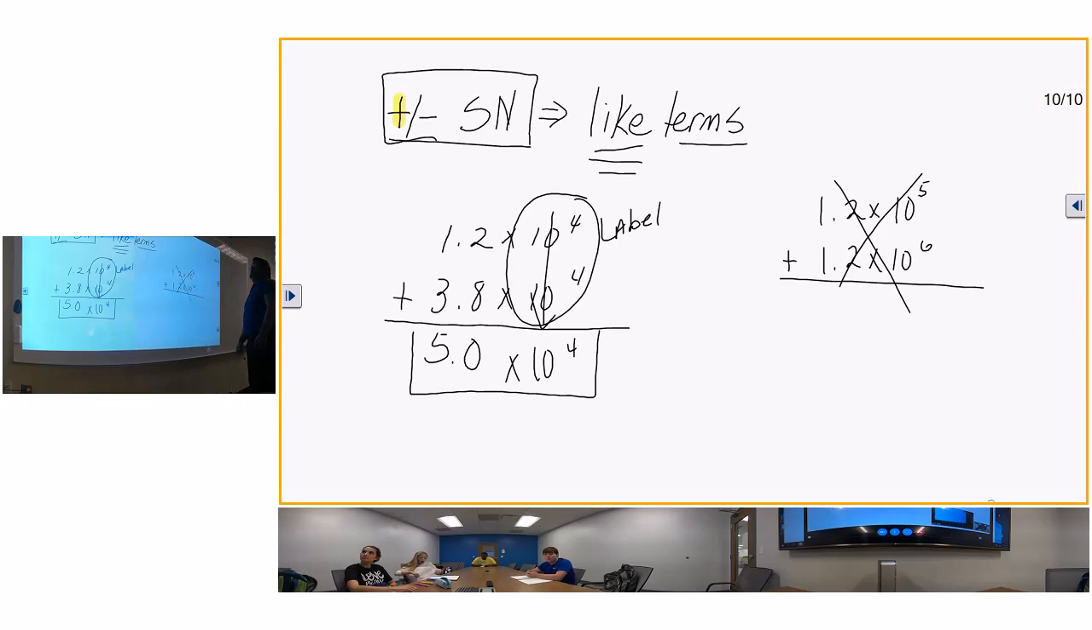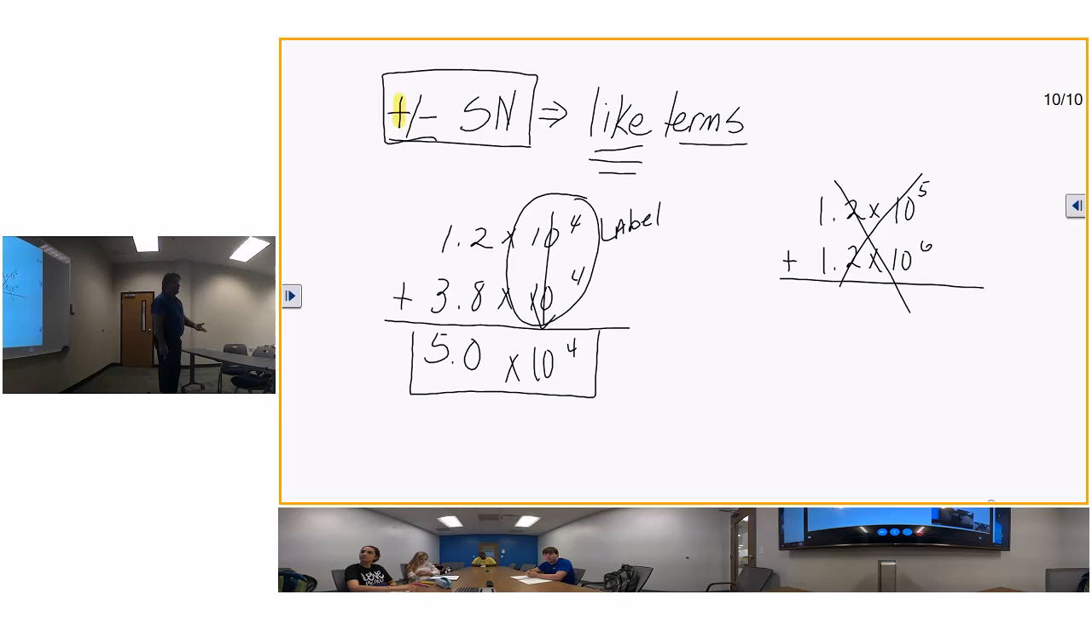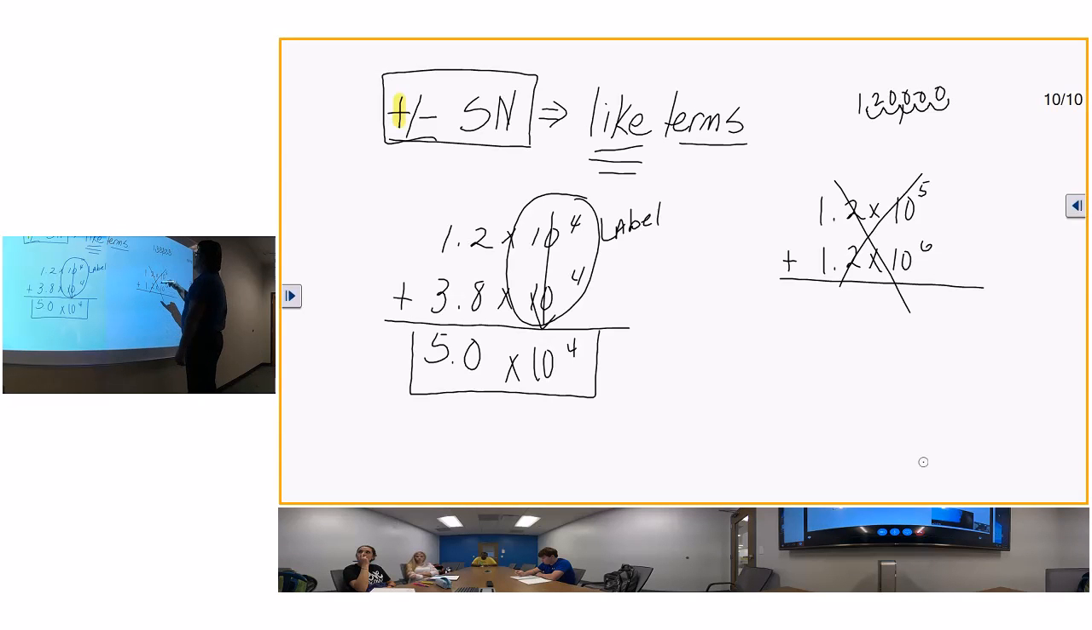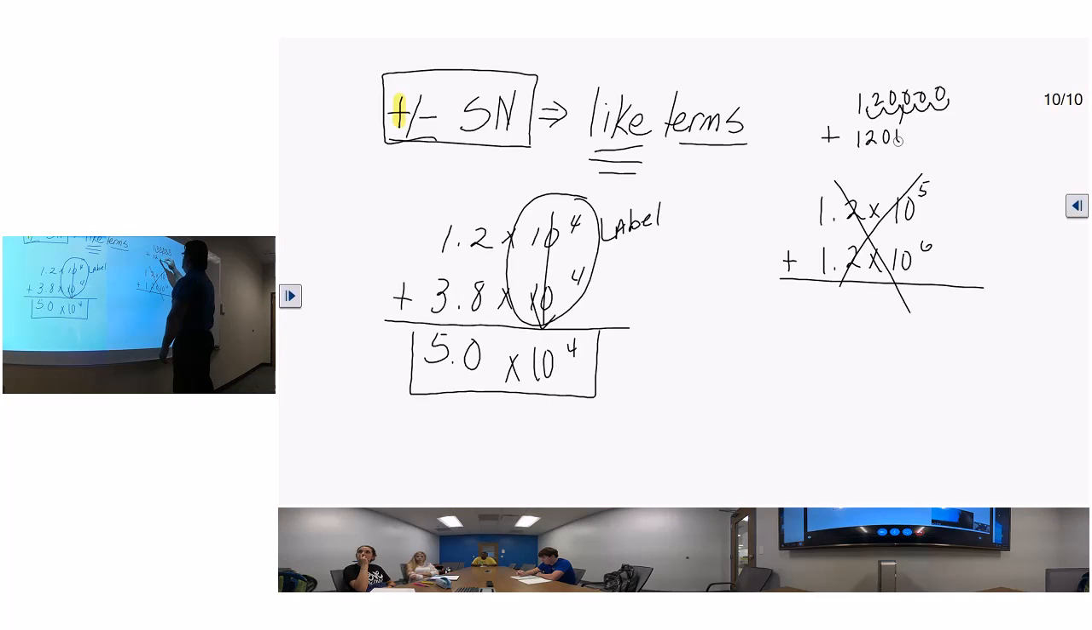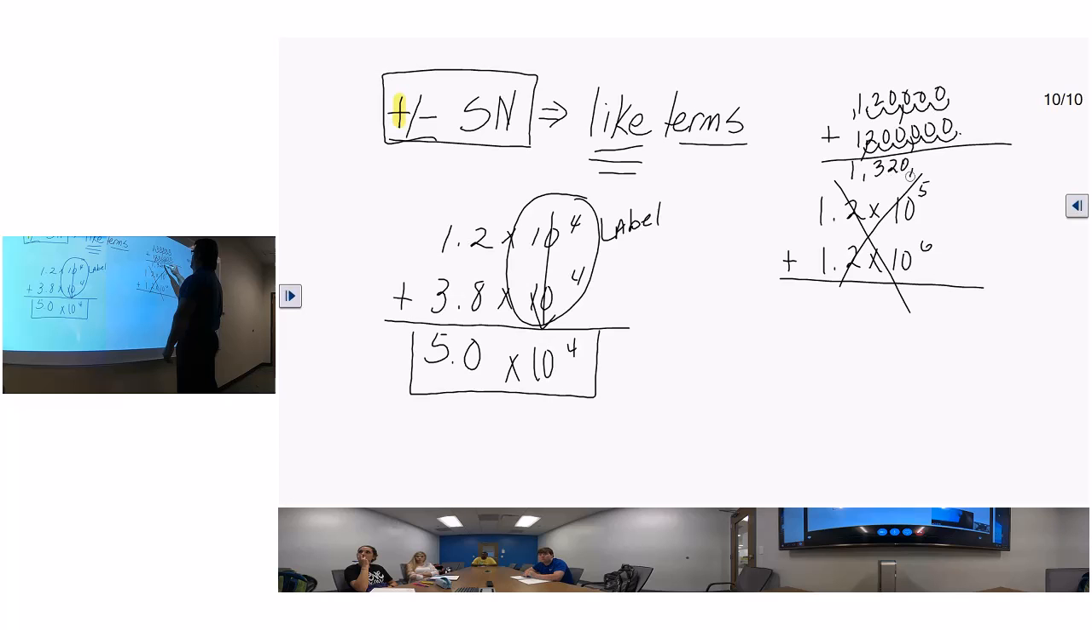You can't do that by scientific notation. The only way you can do that is actually to put the zeros in there and do the math. So you would have to go, let's see, 1.2, 1, 2, 3, 4, 5. 120,000 plus 1.2, 1, 2, 3, 4, 5, 6. There you go. You'd have to add 120,000, or let's see, 1,200,000 plus 120,000, which is 1,320,000.